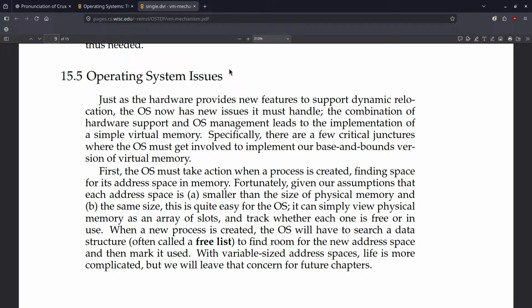Okay, so here is just a timeline. When a process wants to be run, the operating system takes control, finds some free chunk of memory in physical memory, loads the process into it, updates the base and bounds registers' values, then lets the program run.